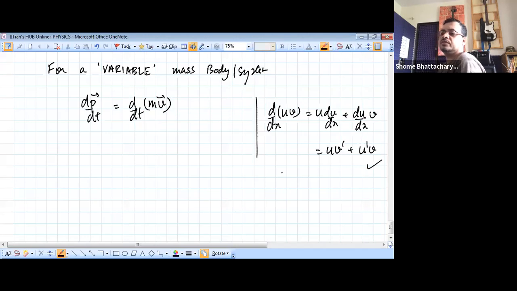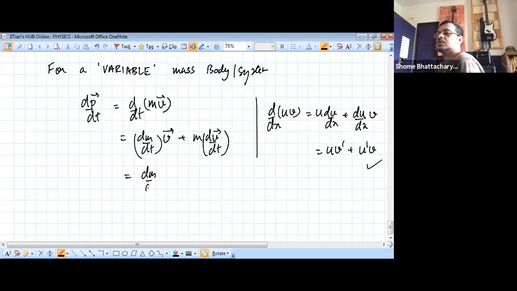This you must have studied in differentiation. This is the product. So we apply that over here. It becomes rate of change of mass into instantaneous velocity plus mass into rate of change of velocity, or rate of change of mass into instantaneous velocity plus instantaneous mass into acceleration. This is what the net force, which is equal to the rate of change of momentum, becomes in case mass is variable.